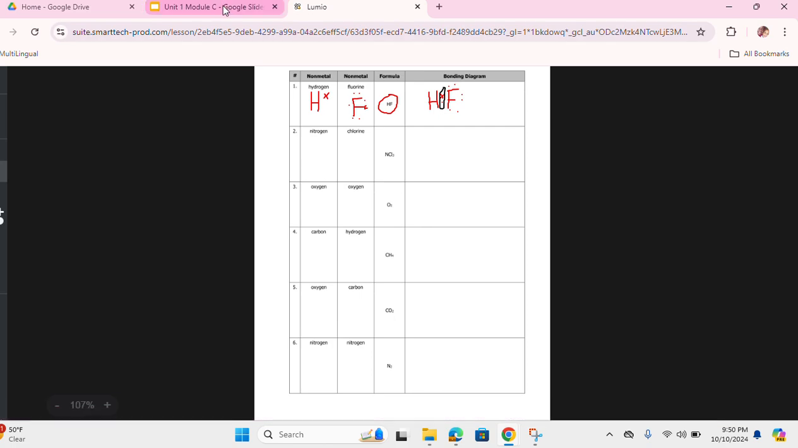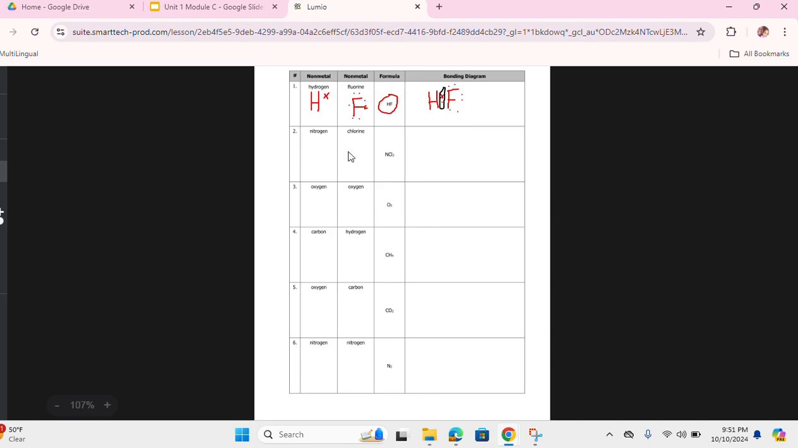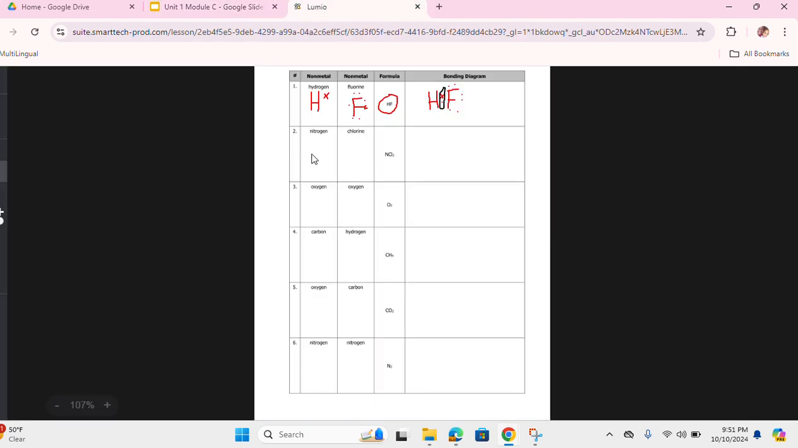Now let's look at nitrogen. Nitrogen is in group 15. That means it has 5 valence electrons. Chlorine is in group 17. That means it has 7 valence electrons. Let's go ahead and draw that out. Here's our nitrogen with 5.